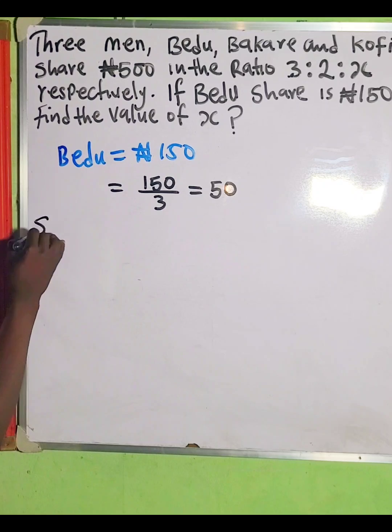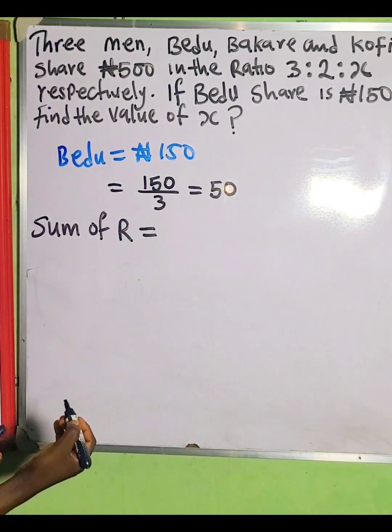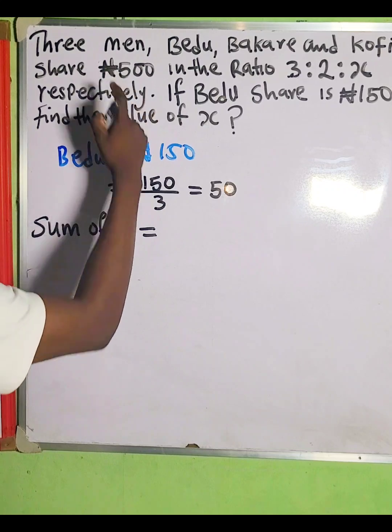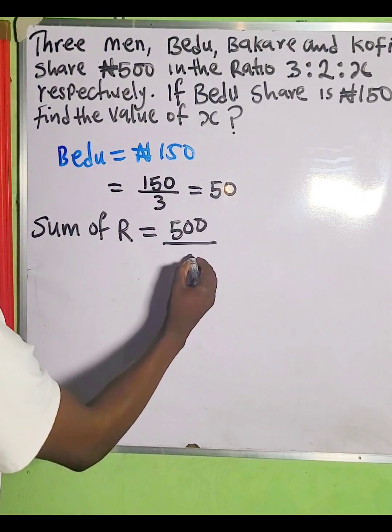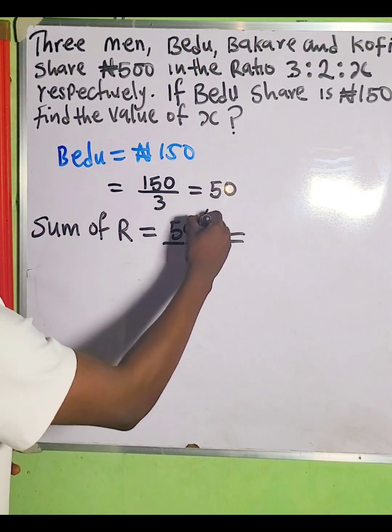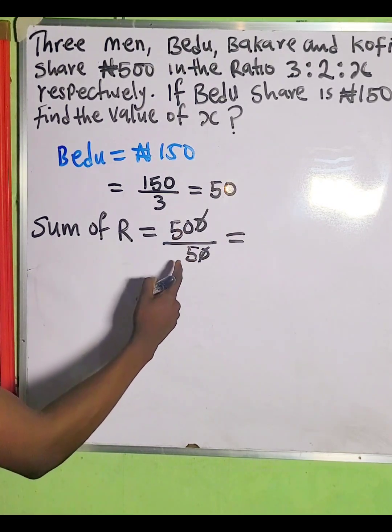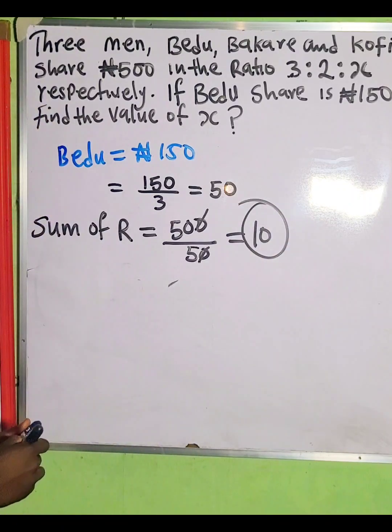Now the next thing we are going to do is to calculate the sum of the ratio. So the sum of the ratio is going to be the actual money, which is 500 naira, divided by one part, and one part is going to be 50 naira. So 500 divided by 50, 0 is going to cancel 0. 50 divided by 5 is going to give us 10. So this 10 is going to be the sum of the ratio.